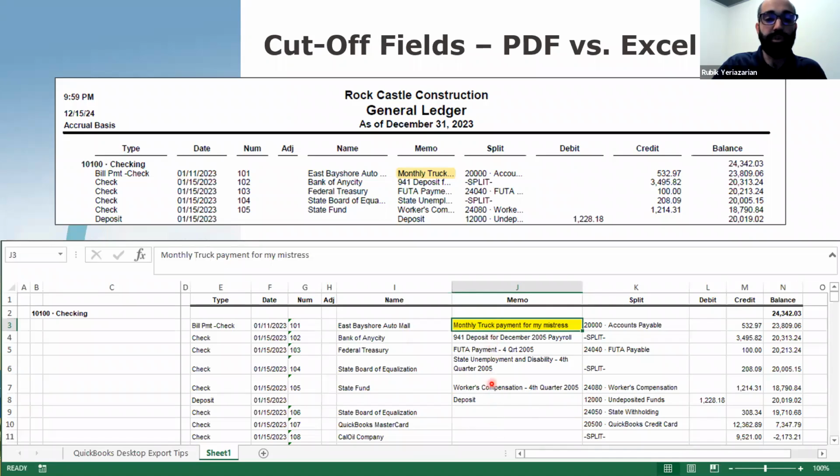That memo field is really key when we're looking at transactions to give us that better understanding of, well, okay, what is this really for? And I just added that memo, that mistress thing, after the fact. That's not what it really said in the QuickBooks file, but you get the idea of what it could say if you have all this extra information at your fingertips.